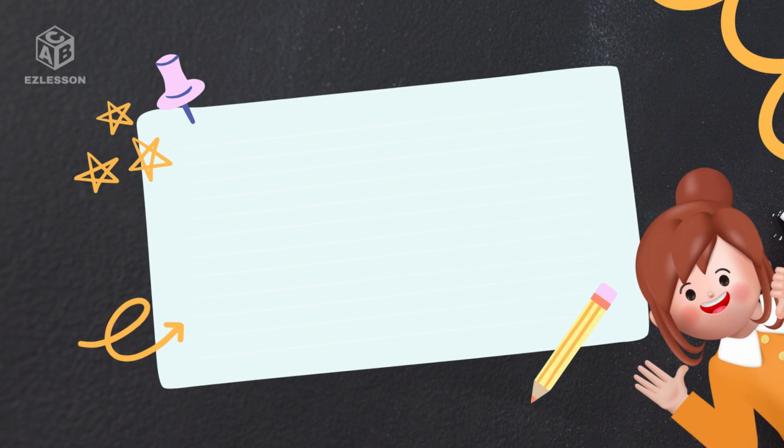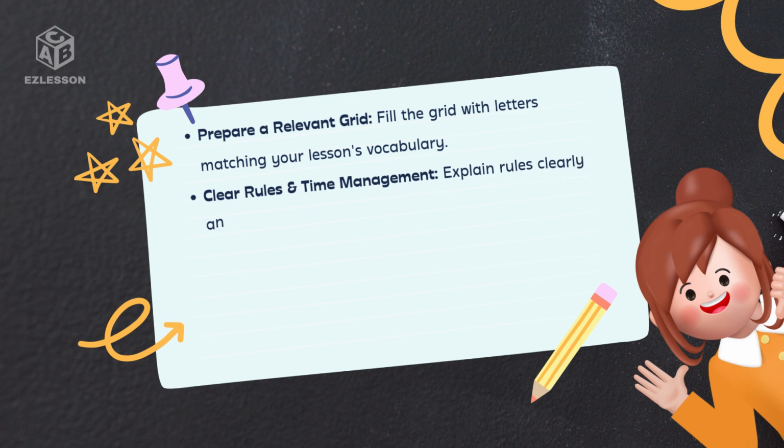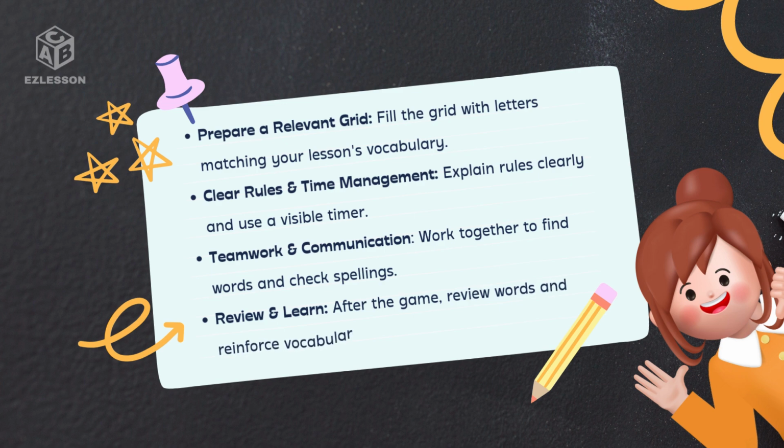Here are some tips to play this game. Prepare a relevant grid. Fill the grid with letters matching your lesson's vocabulary. Clear rules and time management. Don't forget to explain rules clearly and use a visible timer. Teamwork and communication. Make sure your students work together to find words and check spellings. Review and learn. After the game, review words and reinforce vocabulary for all.